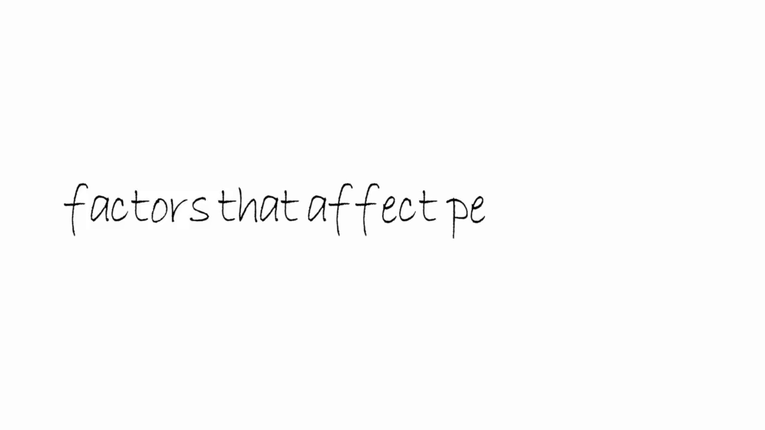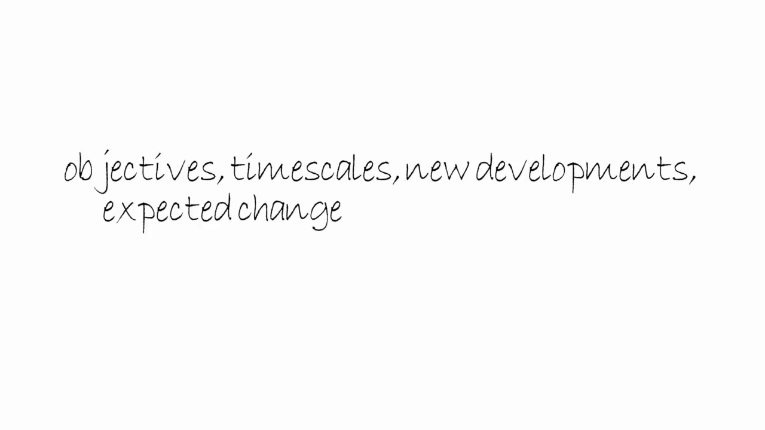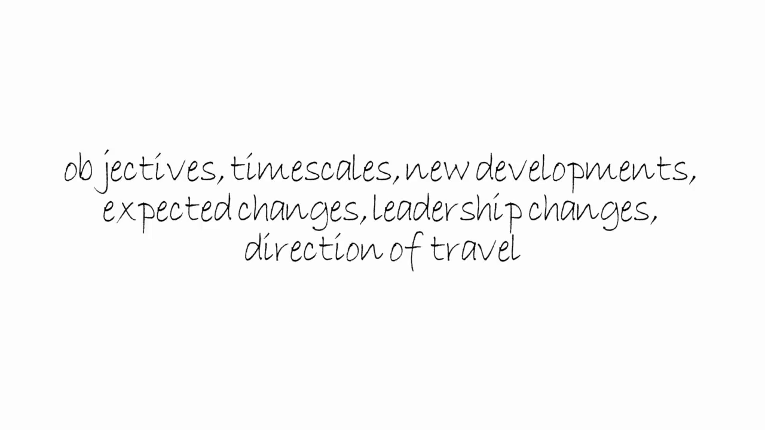There are some factors that will affect performance in a virtual team. The manager's communication style is crucial, as is the process that they use. The team structure must be clearly defined and expectations managed. Offer a clear vision to the team. In any team, it's the manager's role to offer a clear vision to the team, to make sure everyone understands the team objective, their individual objective, what they must personally achieve to make sure the team meets its target. They need to know what is ahead in terms of objectives, timescales, new developments, expected changes, leadership changes, and direction of travel. The manager must clearly signpost the vision.